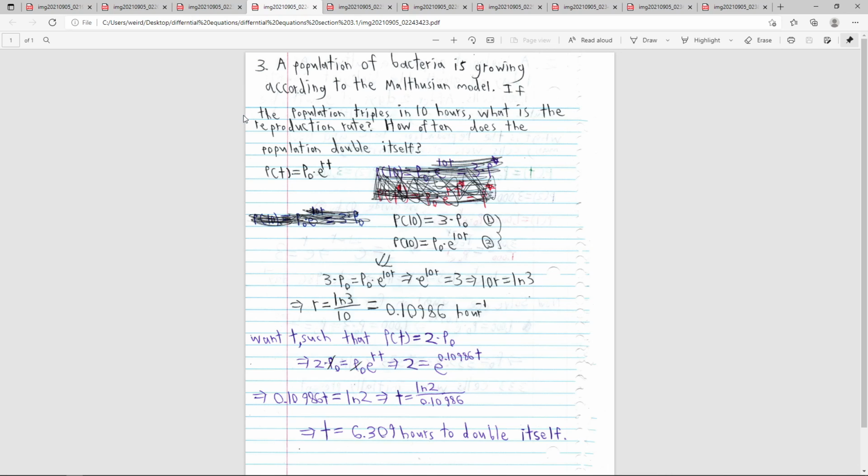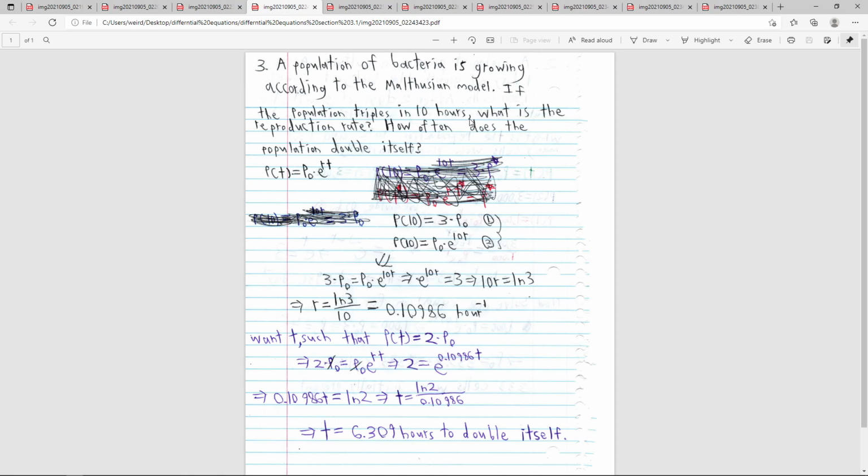We have a population of bacteria growing according to the Malthusian model. If the population triples in 10 hours, what is the reproduction rate? How often does the population double itself? We're given very little information here, but actually quite enough. This gives us more information than one thinks. You have to read it carefully.